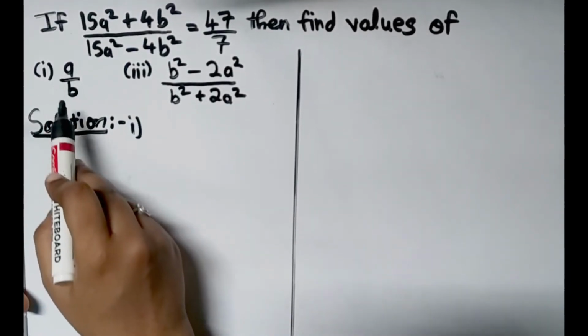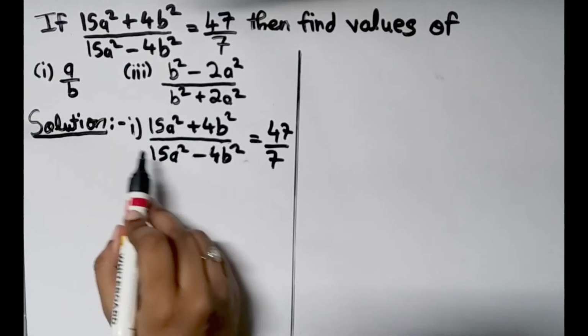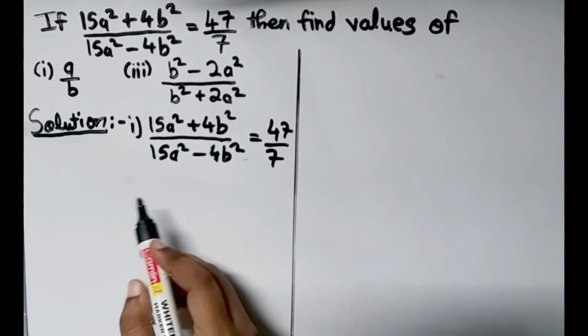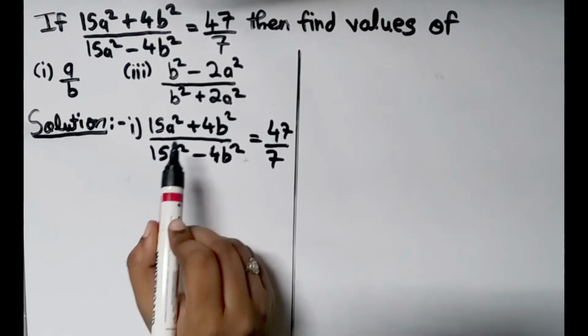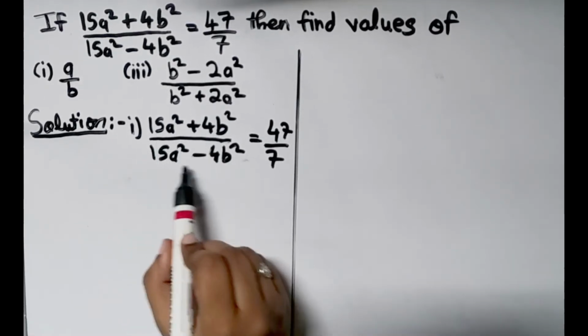First we will find a upon b. So we will write what is given. So in the first solution we have written what is given. Now from this we have to find the value of a upon b. Now see the given part. Now see the left hand side. We can clearly see that here componendo dividendo is already applied.